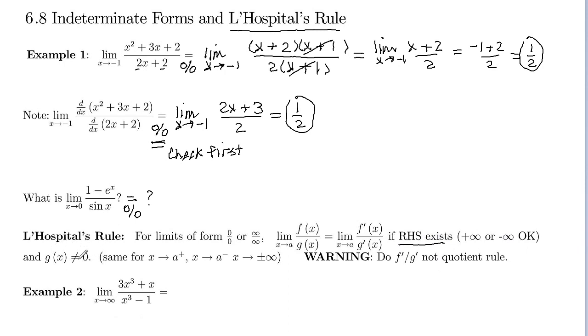We also need here that g of x is not equal to 0. It can approach 0, but it can't equal 0. And then x approaches a, that'll work if you have a limit as x approaches a from the plus side or from the minus side, or if x is approaching plus or minus infinity. So lots of different versions of L'Hopital's rule. Now just a warning here, you want to compute f prime over g prime, not the quotient rule. We're not taking the derivative of the quotient, we're just doing the derivative of the top and the derivative of the bottom separately. That's L'Hopital's rule. It's not the quotient rule.